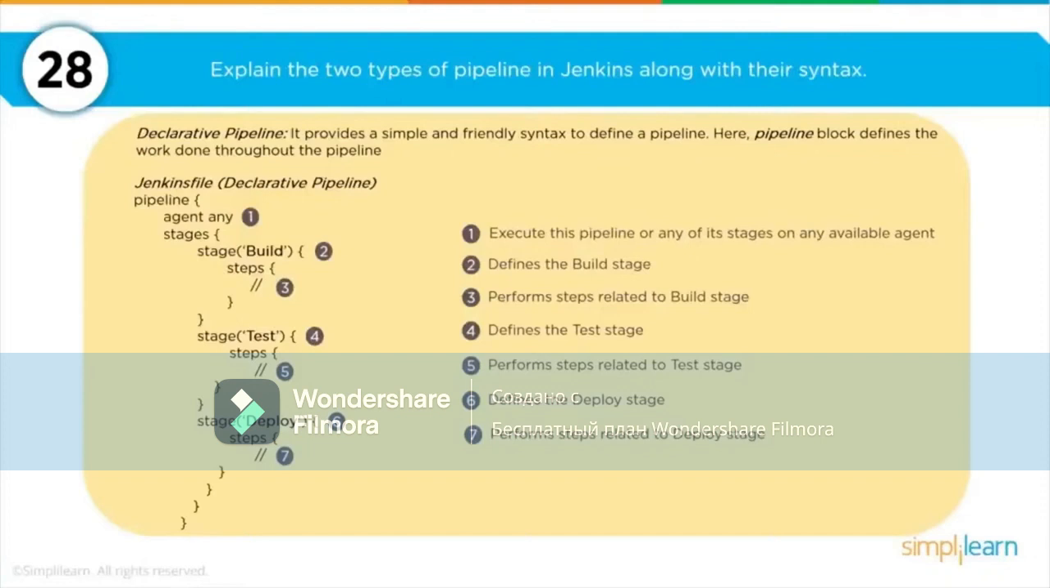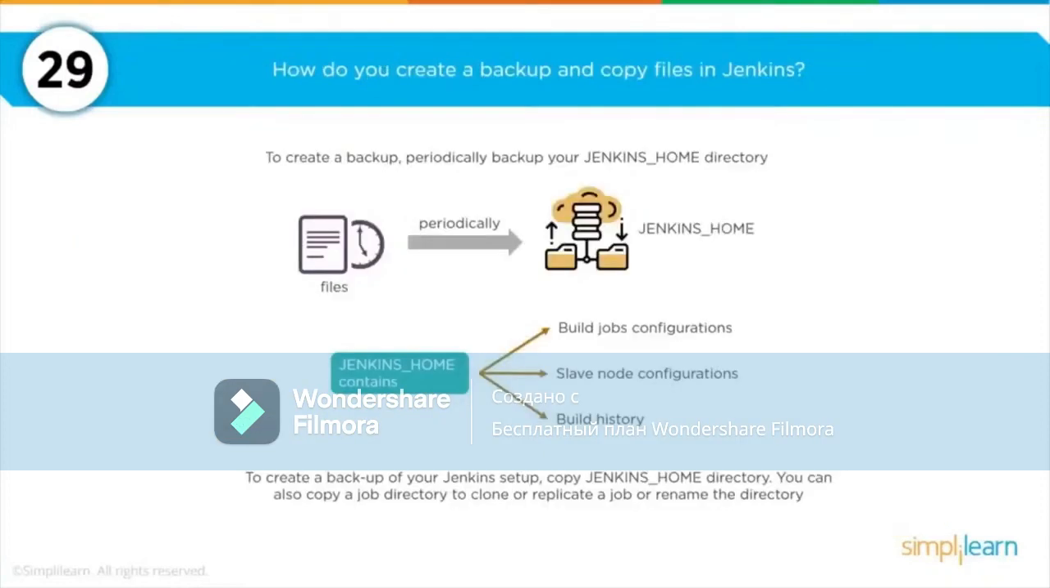How do you create a backup of Jenkins? Well, to create a backup, you copy the Jenkins home directory. There are three ways you can manage the corresponding directory, including by renaming a directory.